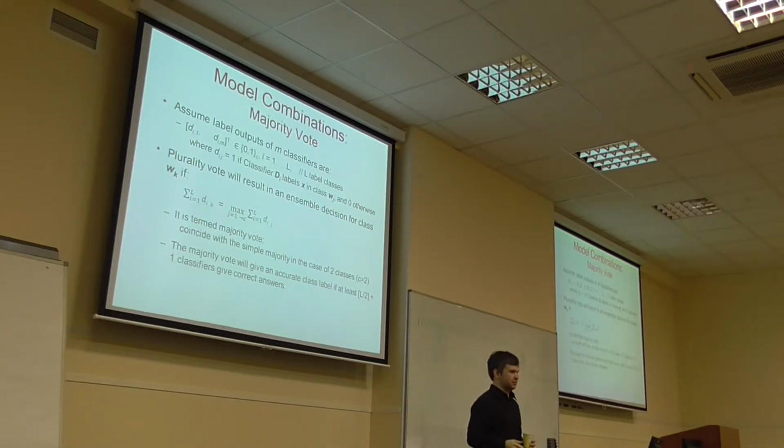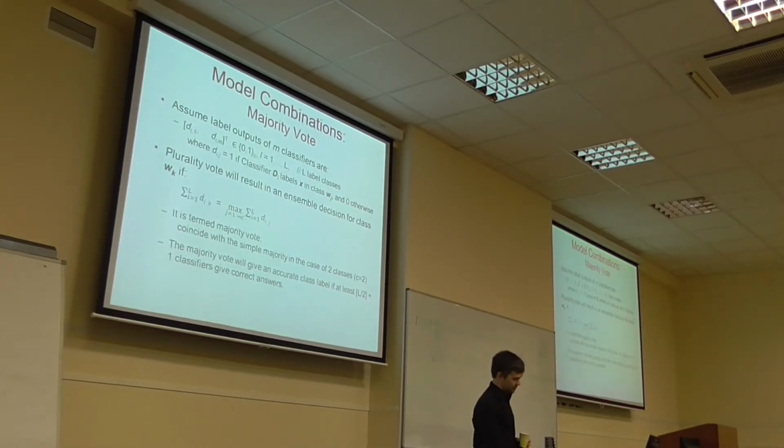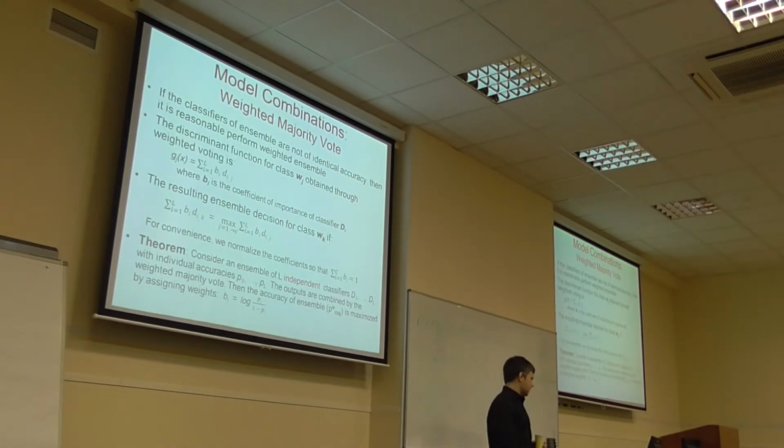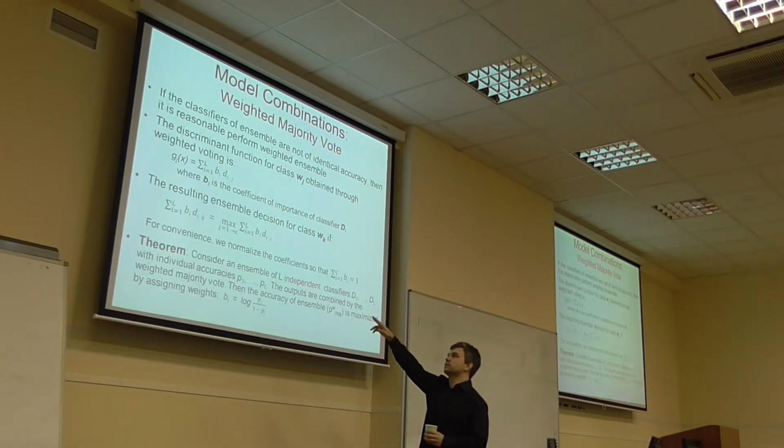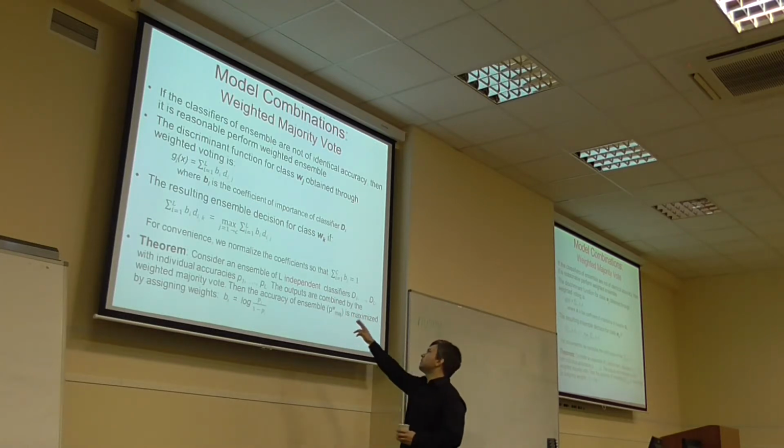So that's our assumption here. It's supposed to get better classification results. Weighted majority vote is the same thing but with weights. So the decision for class ωk can be represented in this way. And of course, we can normalize the coefficients to 1 for convenience.